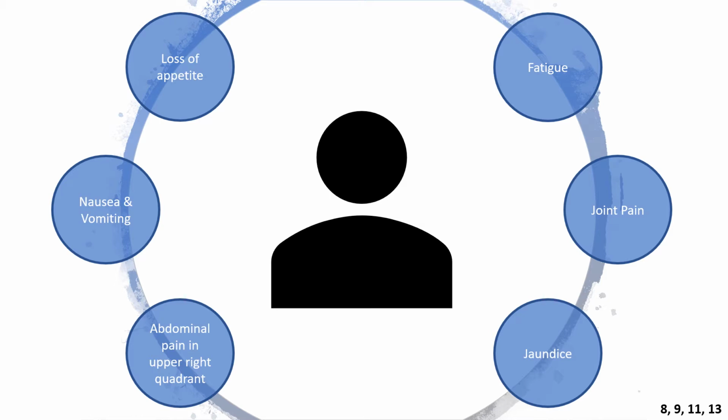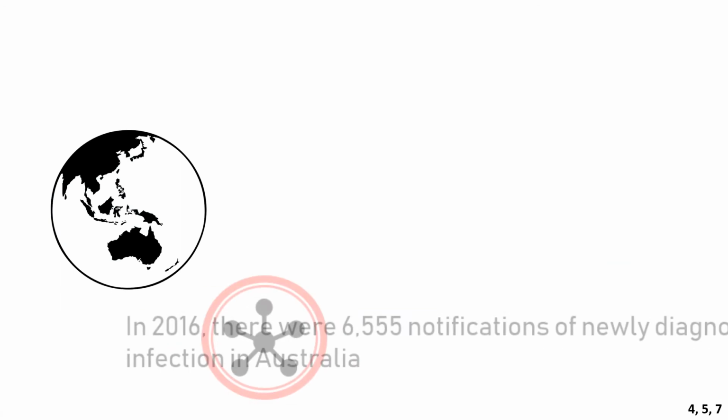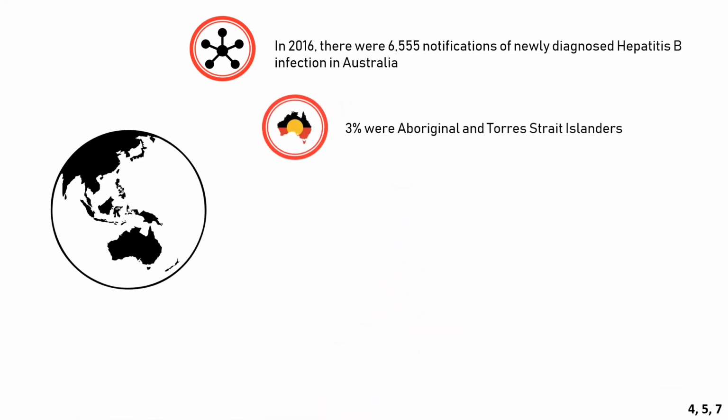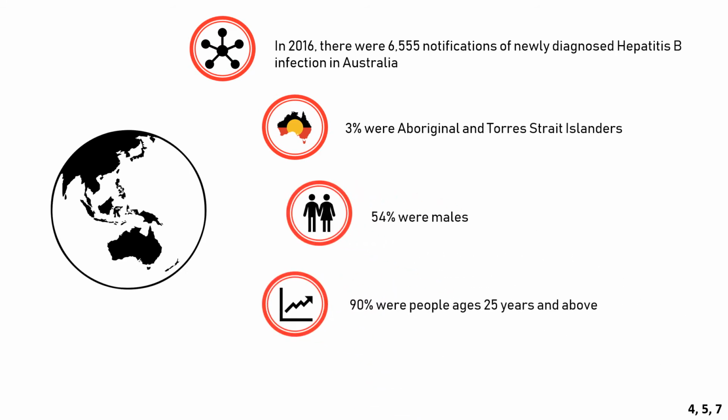The presence of bilirubin in the urine gives it its darker yellow color, while the absence of bilirubin in feces results in pale-colored feces. Incidence data shows that in 2016 there were 6,555 notifications of newly diagnosed hepatitis B infection in Australia. Of these, 3% were Aboriginal and Torres Strait Islanders, 54% were males, 90% were people aged 25 years and above, and 86% were people residing in major cities.